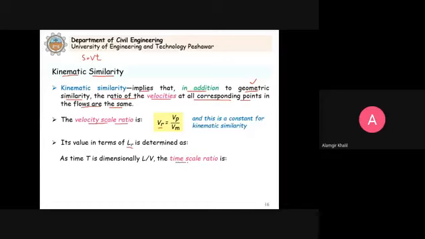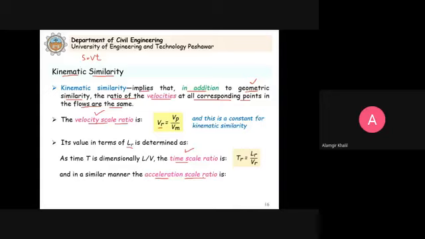So the time scale ratio can be written as TR is equal to LR divided by VR. If you know the LR value and we already know the VR, we can determine the time scale ratio. Clear? These are the scale ratios that we define: the length scale ratio, the velocity scale ratio, the time scale ratio. Also, we can have an acceleration scale ratio. This will help us when we solve the problems, because in that case, you will transfer the results between the model and the prototype.